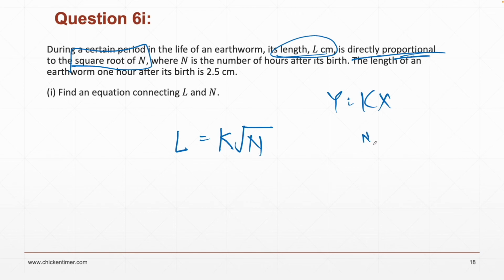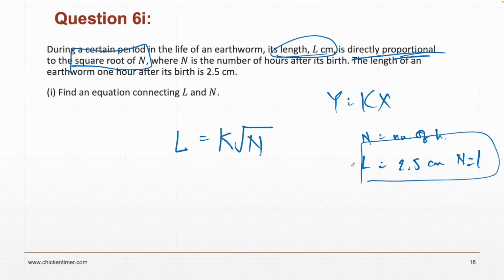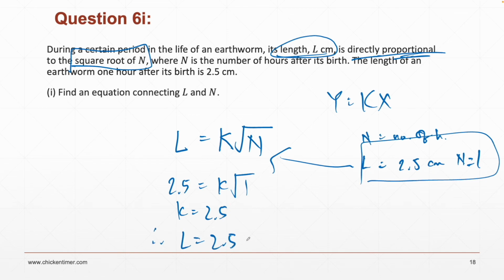Then they tell you n is the number of hours and L is the length of the earthworm. At 1 hour, the length of the earthworm is 2.5 centimeters. n equals 1 hour after the birth, like this. With this, they say find the equation connecting L and n. So you will take this information given and then you put it inside to find k. So 2.5 equals k root of 1. So k is 2.5. Therefore, L is 2.5 square root of n. This is the equation that they want.